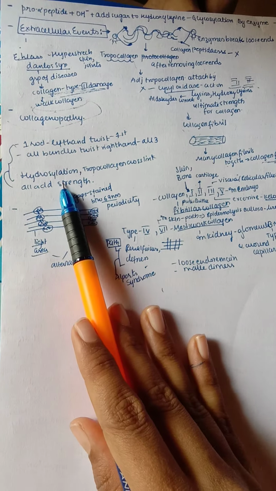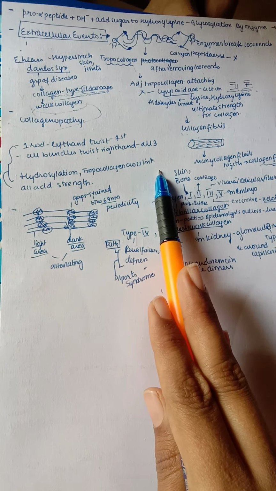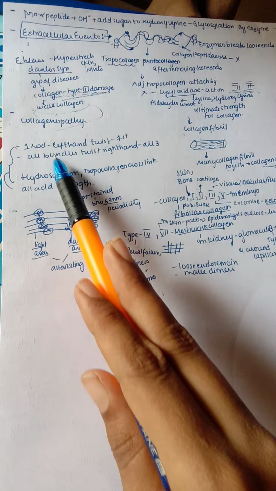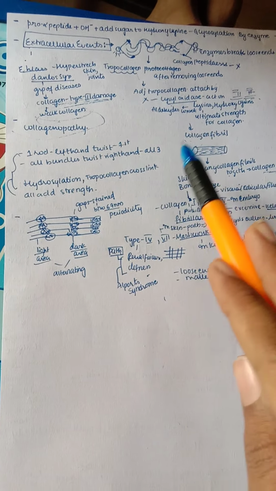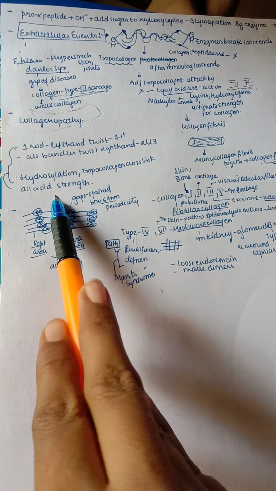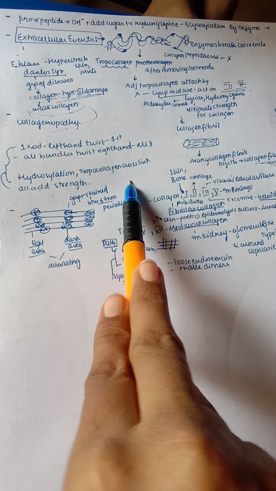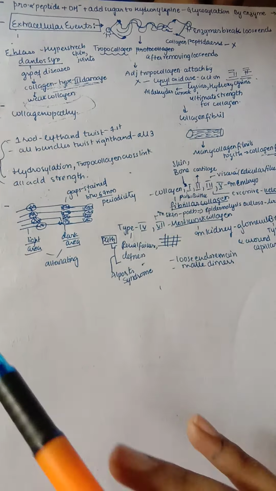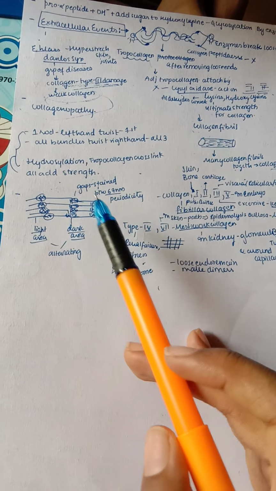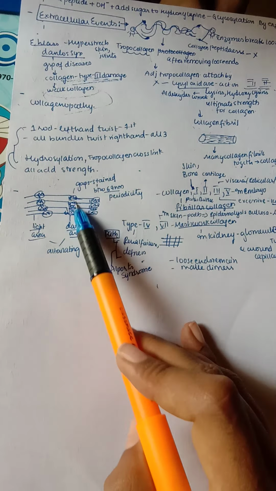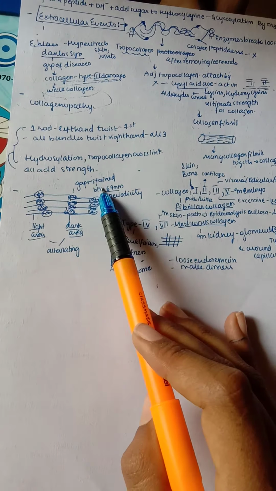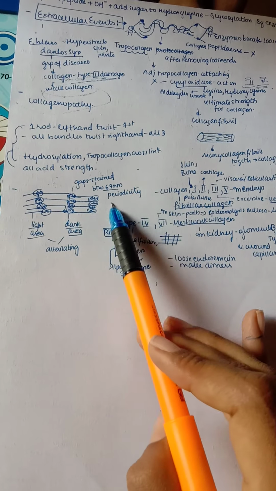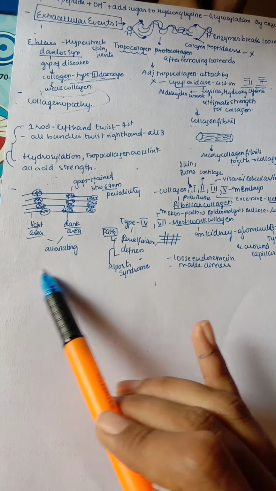So next hydroxylation and tropocollagen crosslinking. So this left-handed twisting, right-handed twisting, hydroxylation, and also this tropocollagen cross-linking, all these processes are mainly giving the strength to our collagen fiber. So you can see these are the light area and dark area stained between the collagen, and they have a 67 nanometer periodicity, and this light area and dark area are alternating.